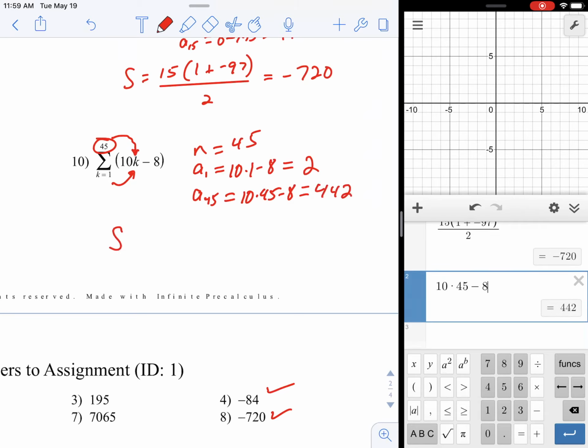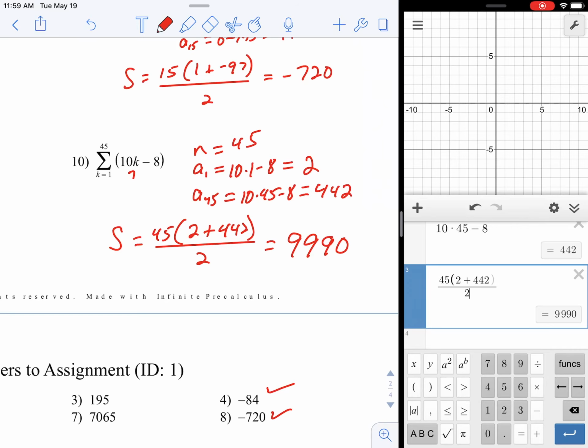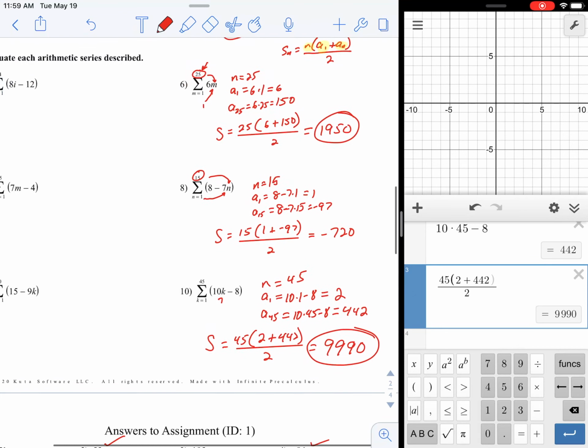So what is the sum of adding all 45 numbers together? 45 times 2 plus 442, all divided by 2. So fraction bar, 45 parenthesis, 2 plus 442, all divided by 2. I come up with 9,990. Is that right? Yes, it is.